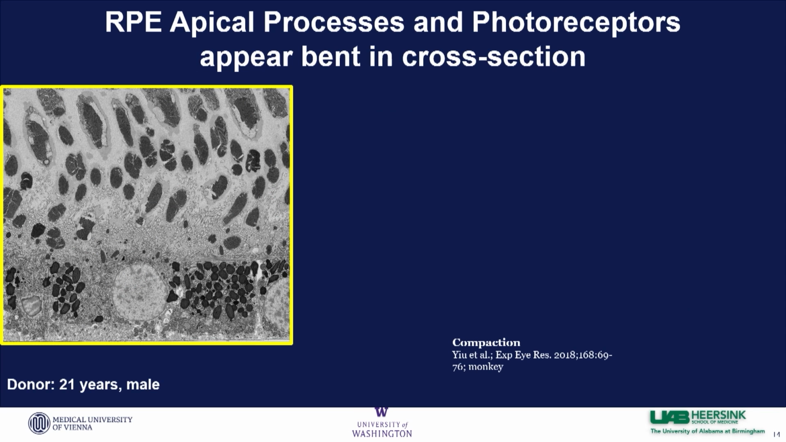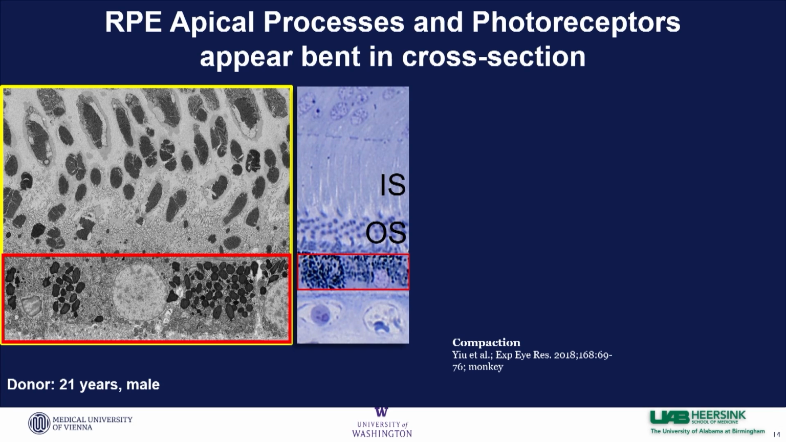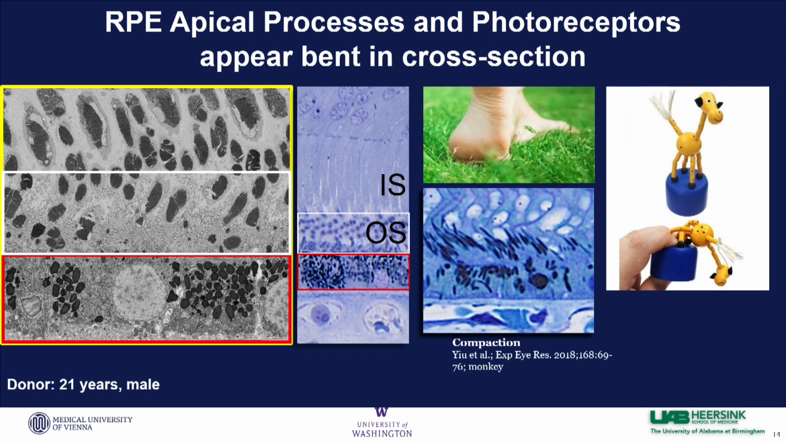Now, you might notice that these processes are not as nice and straight as the ones we had before in the schematics and sketches. That's due to something called compaction, which is an artifact from simply fixating the images, where the photoreceptors and the entire apical process sink down and fold together, like stepping on grass or one of those old toys where you press it and it claps together. That's why these aren't nice and straight processes.